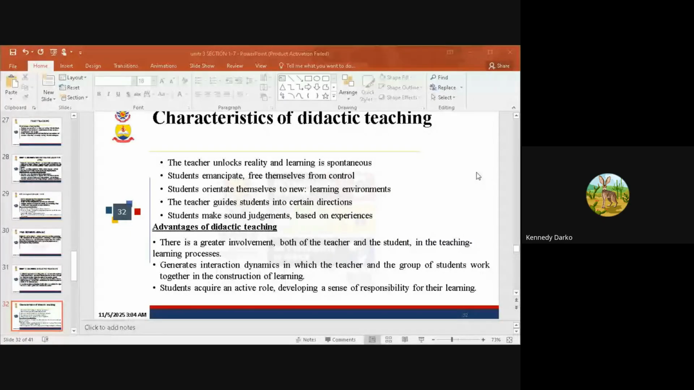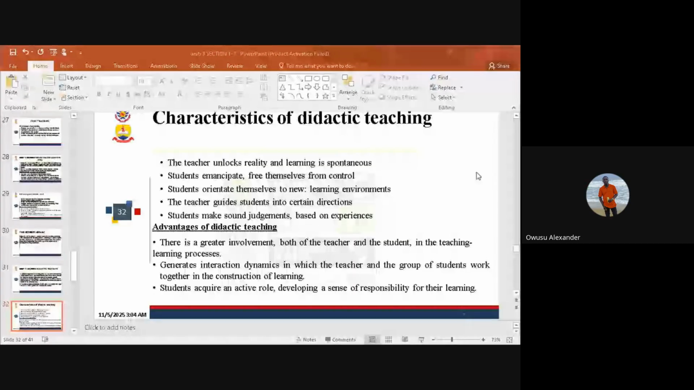Thank you. You're welcome. Mr. Osu, let's hear you. Please, students being recipients of information in a didactic learning approach, as compared to the lecture method, students are also recipients of information in that method. Can you clarify it for me?